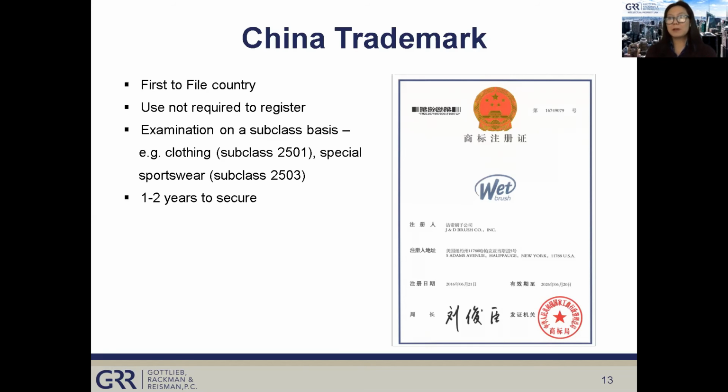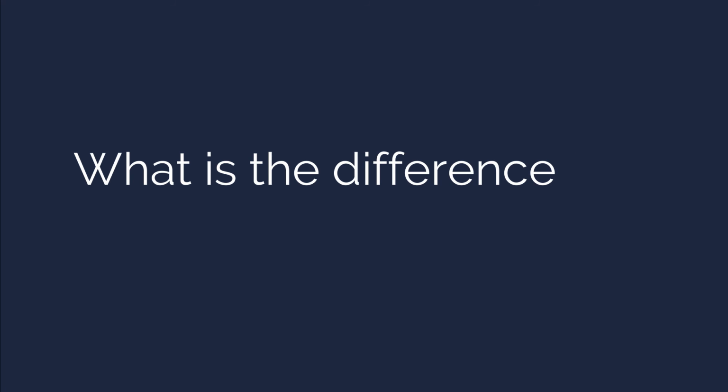Examination of a China trademark application is also a little different from the US. While the US considers similarity of goods, China strictly considers the classification system by subclass. And similar to the US, it takes about 1 to 2 years to secure a China trademark registration also.